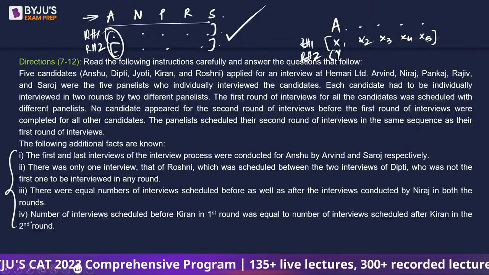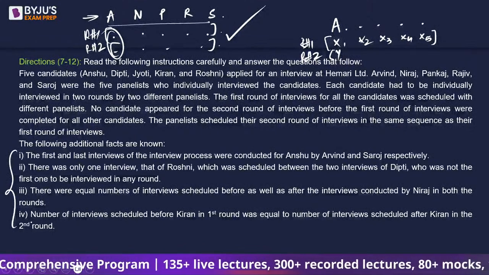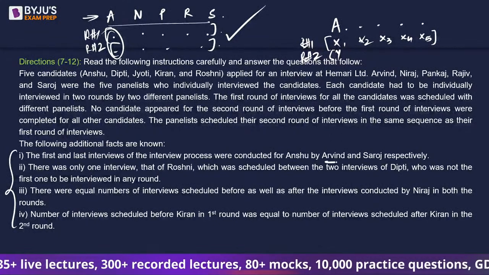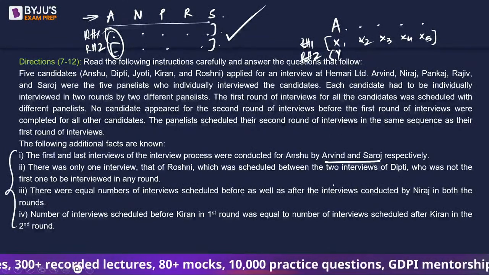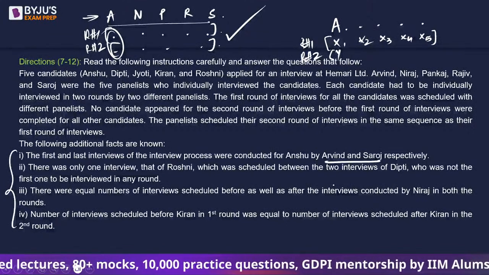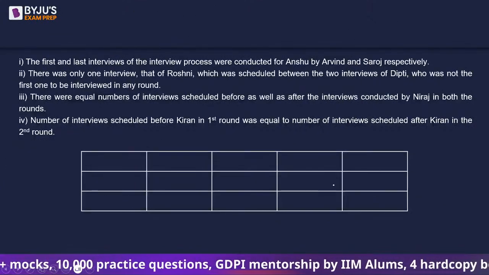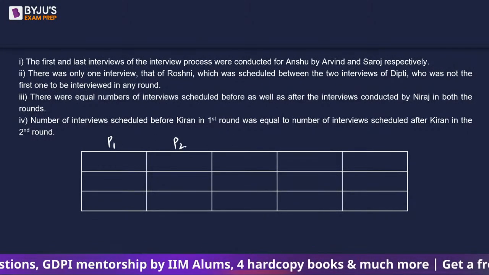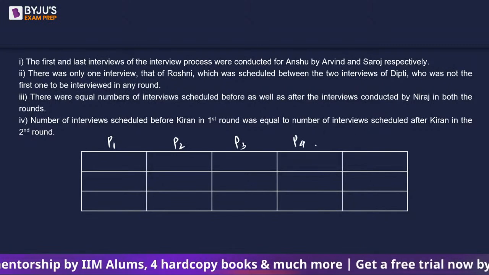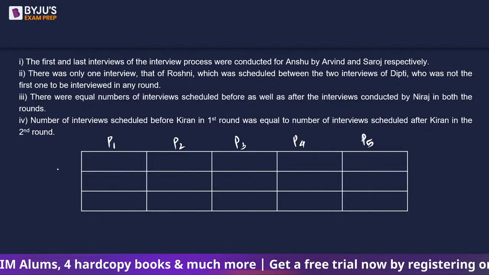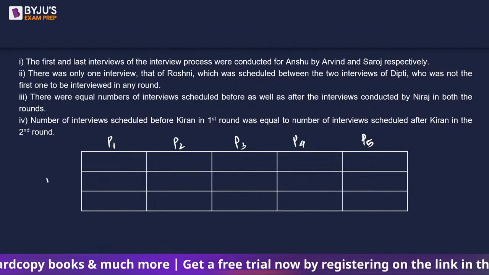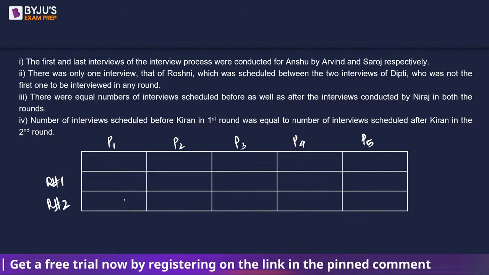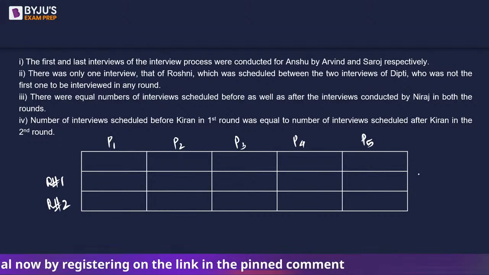पहले थोड़ा पढ़ लेते हैं statements. The first and last interviews of the interview process were conducted for Anshu by Arvind and Saroj respectively. Okay, fine. So this gives us an idea as to first कौन था, last panelist कौन था. ठीक है. So let's call this first panelist, second panelist, third panelist, fourth panelist, fifth panelist, and we will write down their names. This is round number 1. I'll write down the names of the candidates. This is round number 2. We'll write down the names of the candidates again.